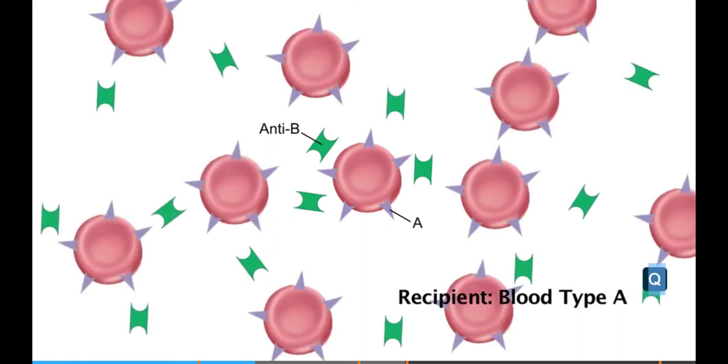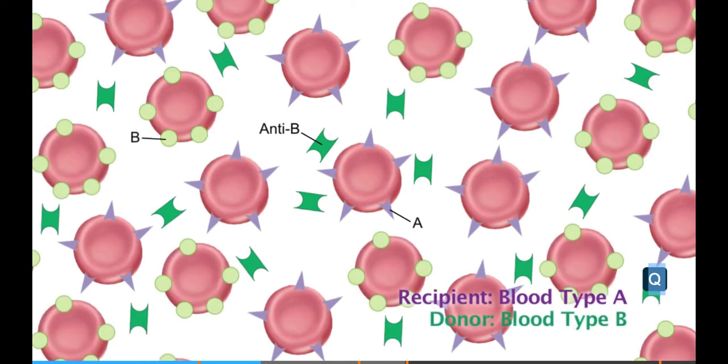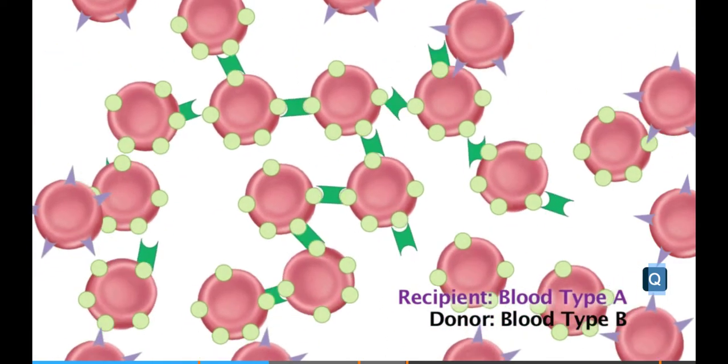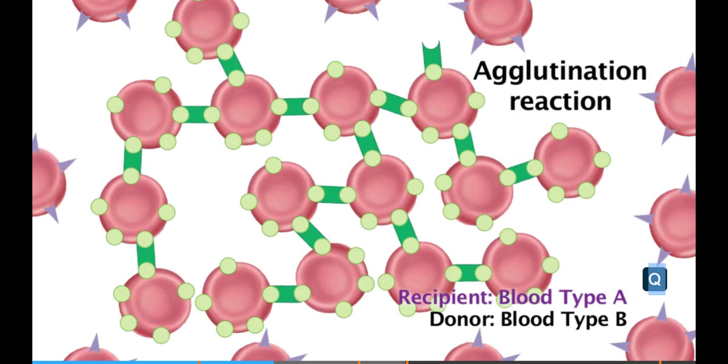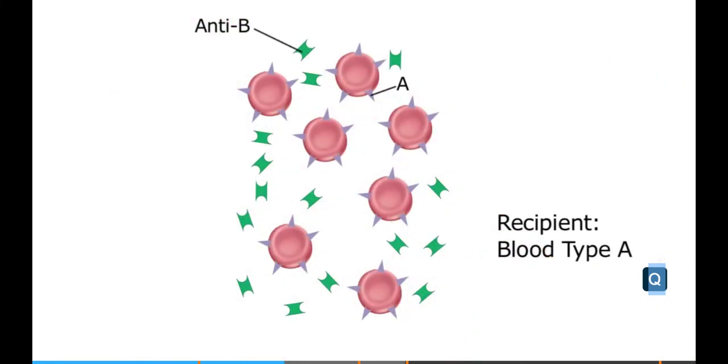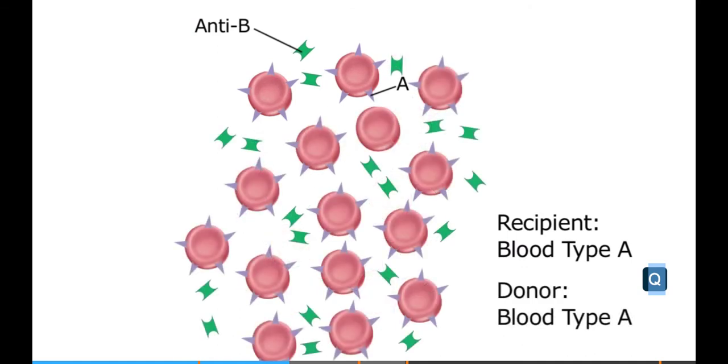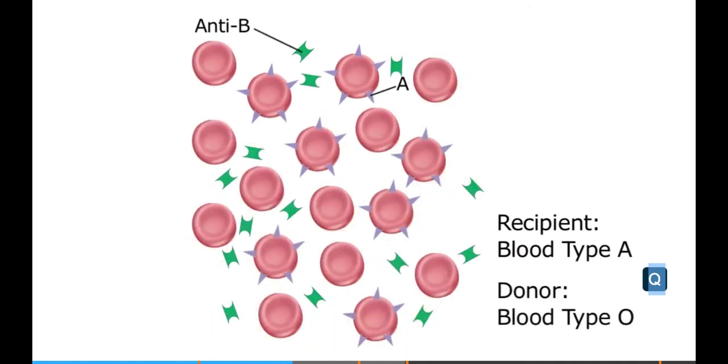For example, if a person with type A blood is transfused with type B blood, the anti-B antibodies in the recipient's type A blood will bind to the type B surface antigen of the donor, resulting in agglutination, or clumping, of the type B blood cells. Widespread agglutination is usually fatal. For this reason, a person with type A blood can receive only type A or type O blood.